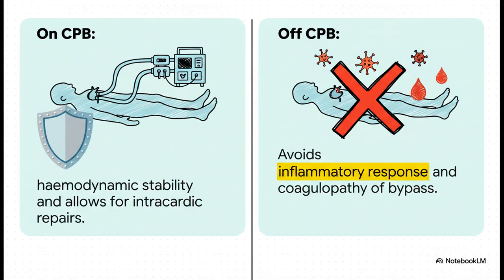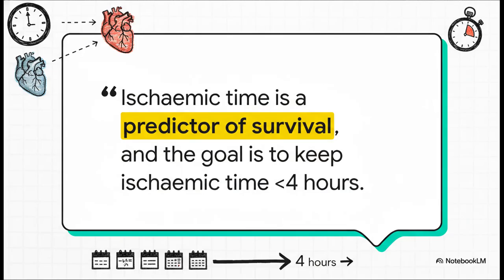Using the heart-lung machine gives you ultimate control, but staying off bypass avoids that huge inflammatory response and all the bleeding problems the circuit can cause. It's a tough call. And the whole time, the clock is just ticking, relentlessly.